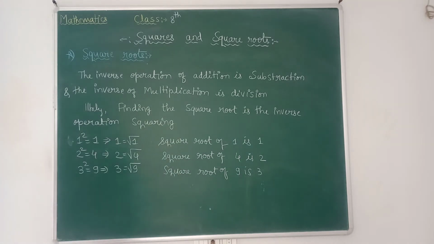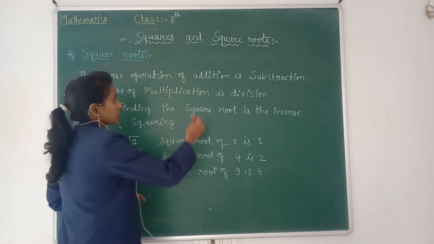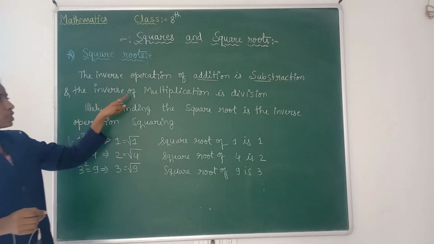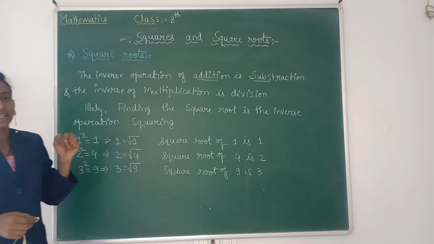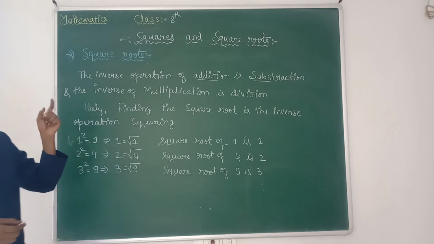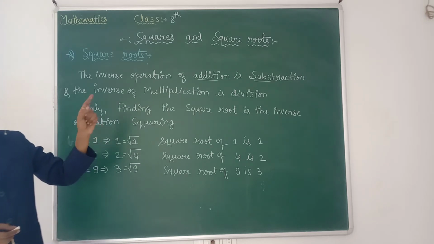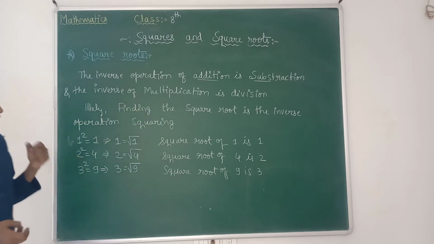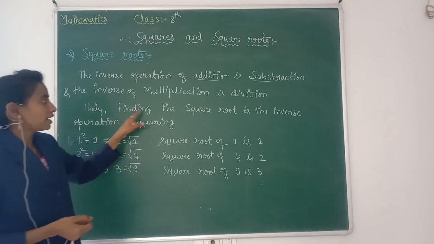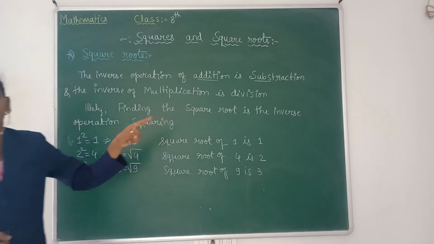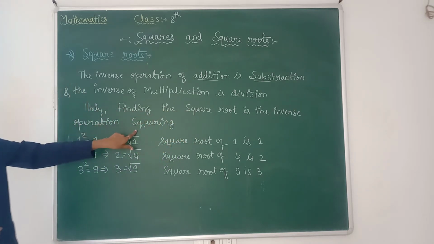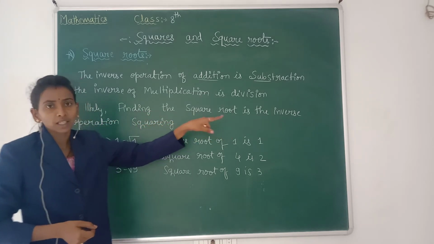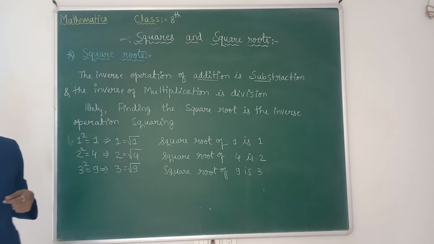The inverse operation of addition is subtraction, you know very well. And the inverse operation of multiplication is division. So when a plus sign crosses the equal sign, it becomes minus, and multiplication becomes division. Similarly, finding the square root is the inverse operation of squaring.